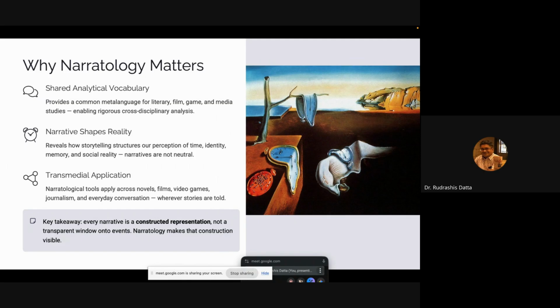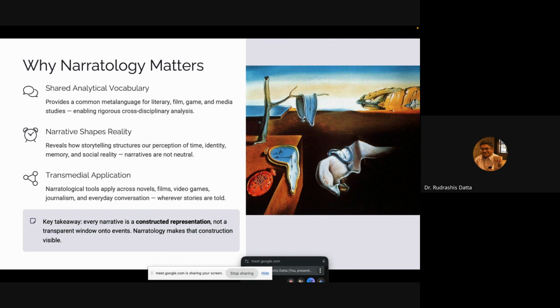How do you do that? You paint a few clocks which have irregular shapes, which will remind us of, let's say, the flexible clothes which are wet and which are put to dry, right? So here the key takeaway from all of this is that every narrative, be it a story, a poem, or a film, or a novel, that is a constructed representation.